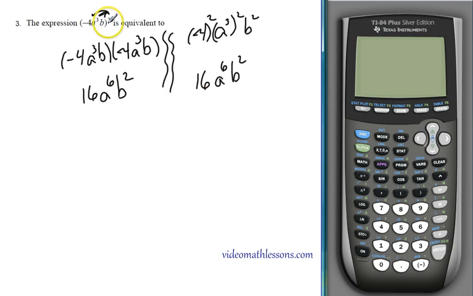Either way is acceptable. Since this was only a power of 2, the first way is fine. But as the problems get more complicated, this way over here in the back might be better.